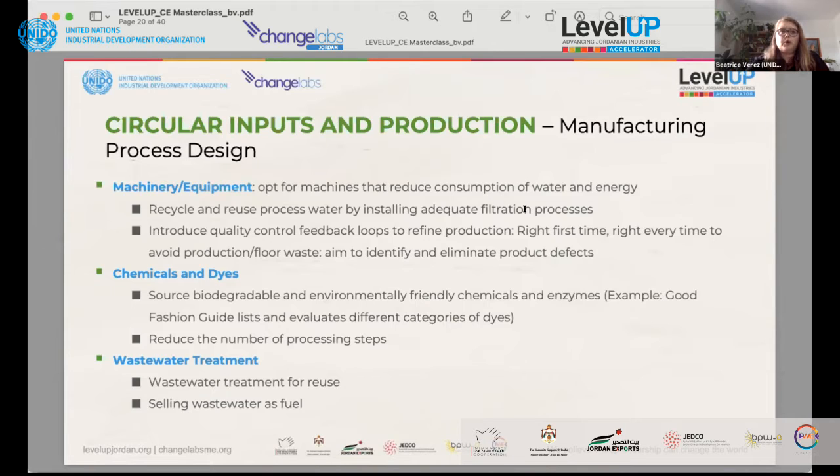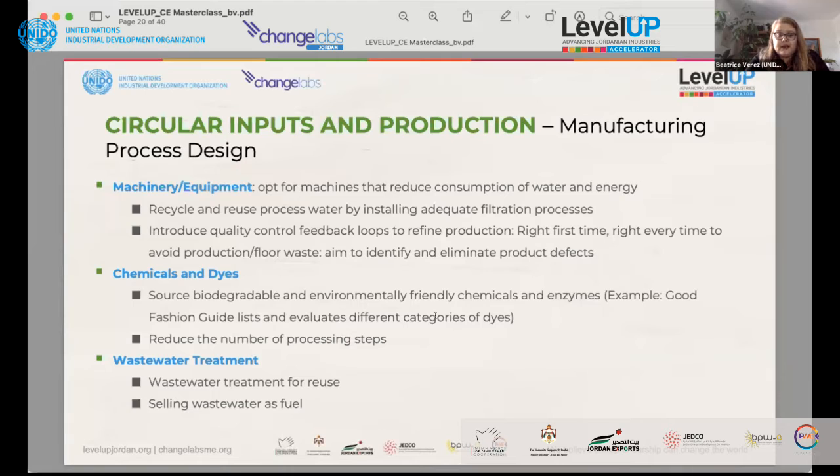The idea is also to introduce quality control feedback loops. So as quickly as possible, so that when you're creating a product, you know right away if it has a defect, and so that you're increasing the chances that your products are right the first time and right every time after that. So it's really about, at every stage of your process, being observant and looking for the feedback on the quality to minimize the waste that you're creating at the pre-consumer level.